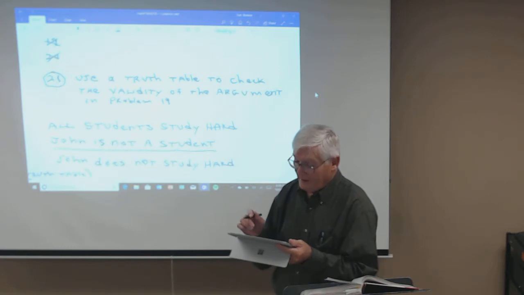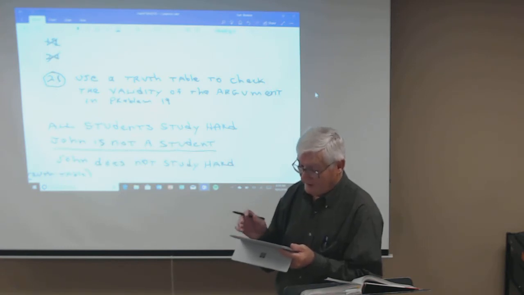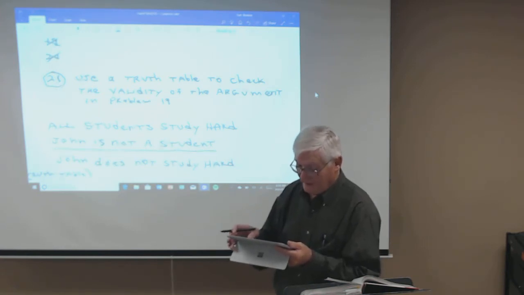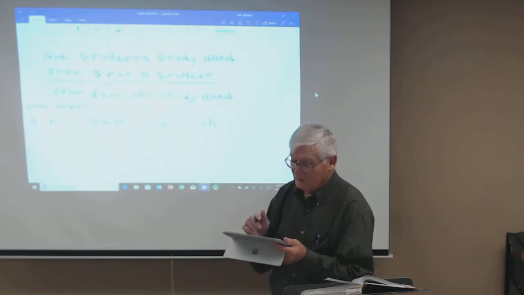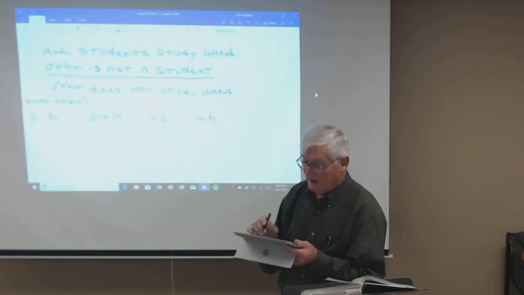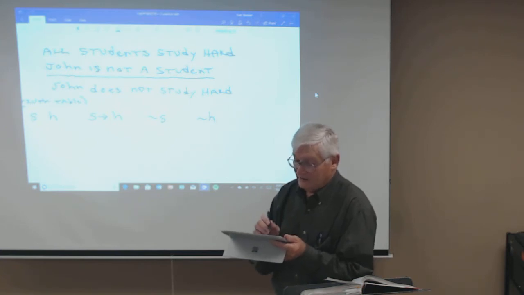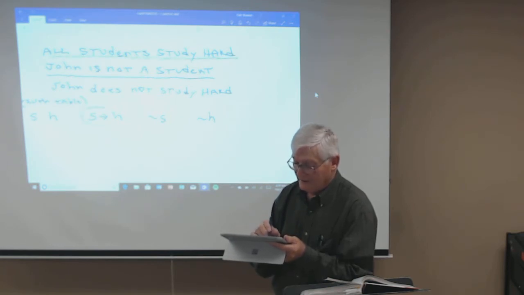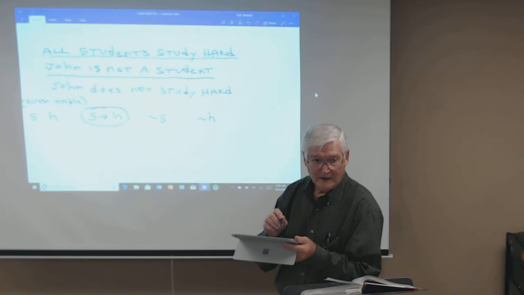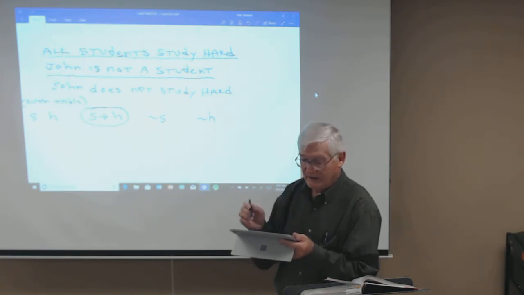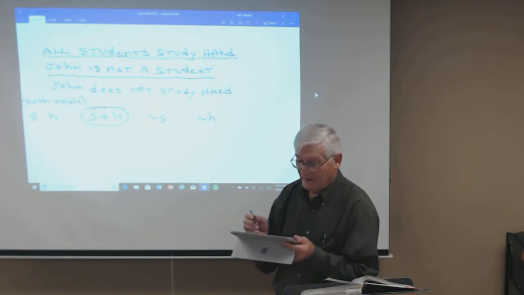Use a truth table to check the validity of the argument in problem 19. Here's problem 19. All students study hard. John is not a student. John does not study hard. When you say all students study hard, that's if you're a student, then you study hard. Remember that? That's how you go from all to if then. If you're a student, then you study hard. John is not a student.